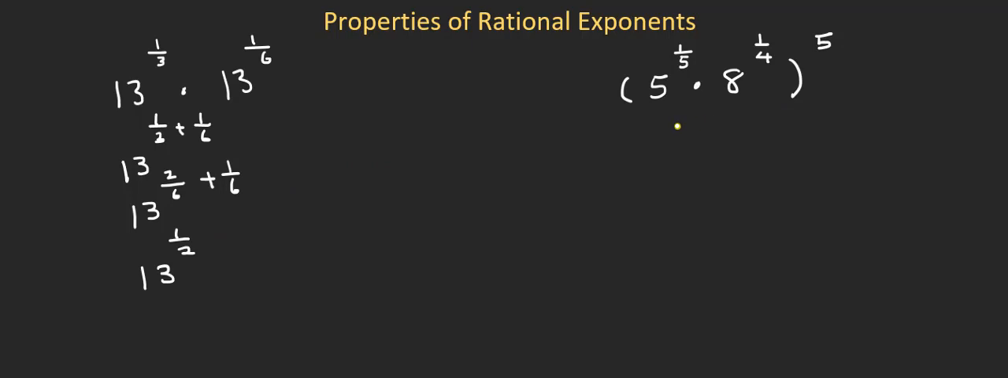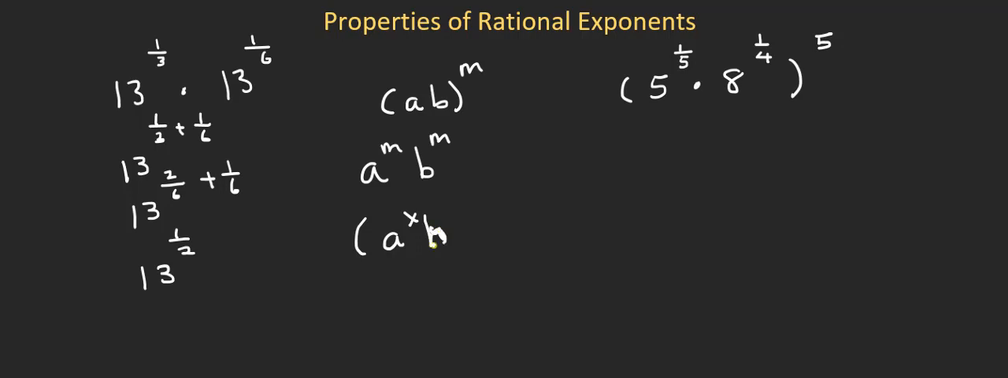What about this example right here? Let's take a look at this example. First of all, you cannot multiply these two because they have a different base, 5 and 8. And if you recall, if you have ab to the m, that's going to be the same thing as a to the m, b to the m. And if you have, let's say, a to the x, b to the y, quantity to the m power, this will be a to the xm and b to the ym.